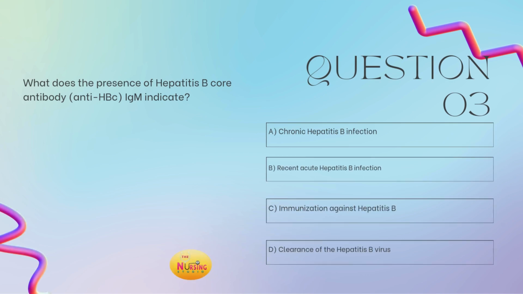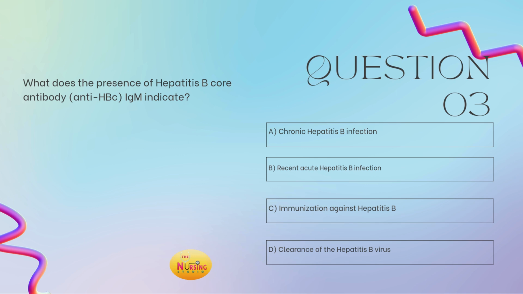All right, and then question number 3. What does the presence of hepatitis B core antibody, IgM, indicate? Is it A, a chronic Hep B infection? Is it B, a recent acute hepatitis B infection? Is it C, immunization against hepatitis B? Or is it D, clearance of the hepatitis B virus? Take a moment and tell me what you got, y'all.